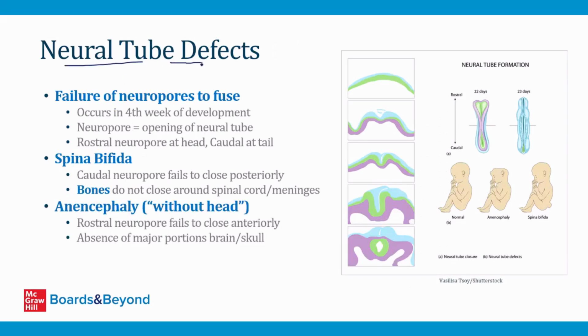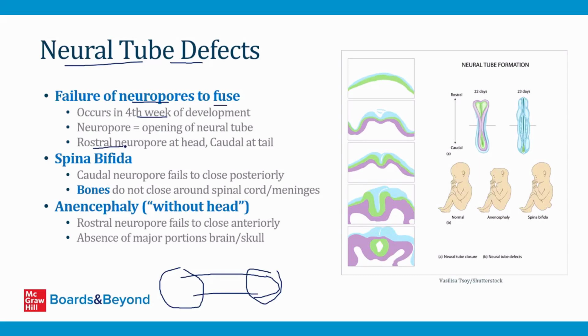So neural tube defects occur when the neuropores of the neural tube fail to fuse and close. So let's talk about what the neuropores are. So remember, the neural tube is a long tube, and it's got an opening in either end. One end is at the caudal end, down near the coccyx. The other opening is at the top, up near the head. And so these openings, which are called neuropores, if they don't fuse and close, that leads to a neural tube defect. Normally, the neuropores fuse and close in the 4th week of development, and there are 2 of these neuropores.